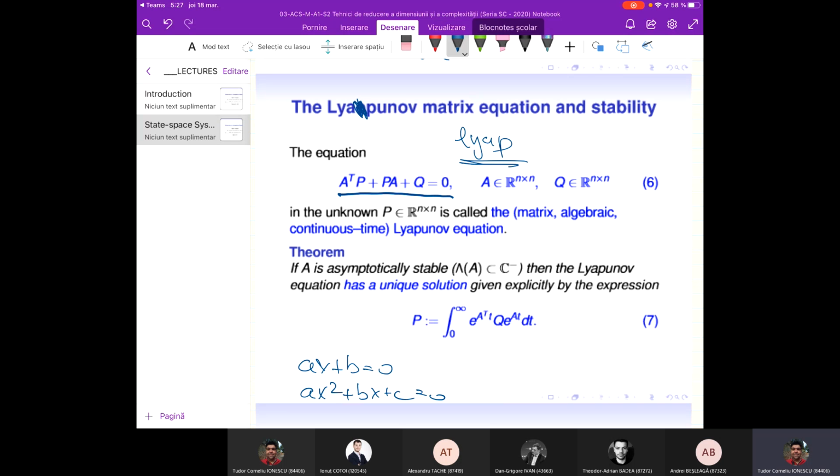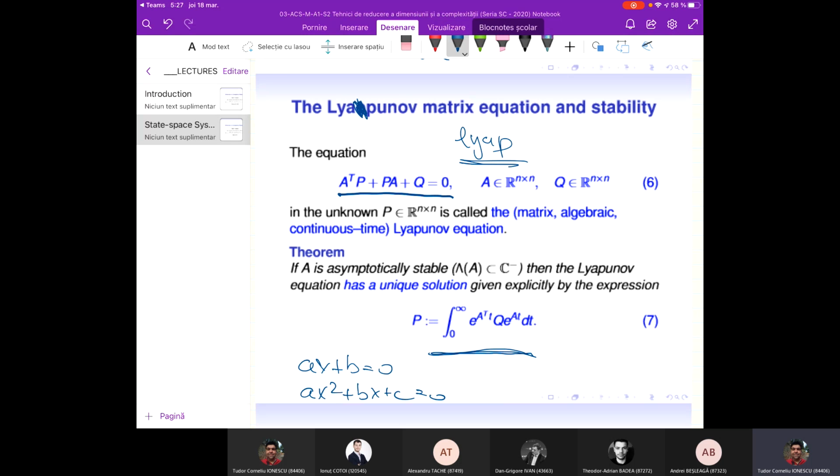And this is a theorem that says that if A is asymptotically stable, so first we start with a necessary condition. If A is asymptotically stable, that is, the spectrum of A is in the open left half plane, then the Lyapunov equation has a unique solution P, which has an explicit formula, which is this one. So you can compute it explicitly.